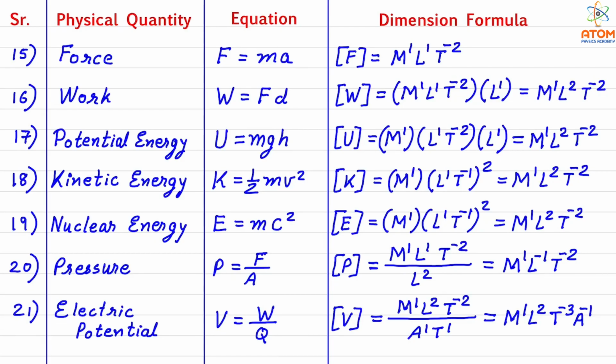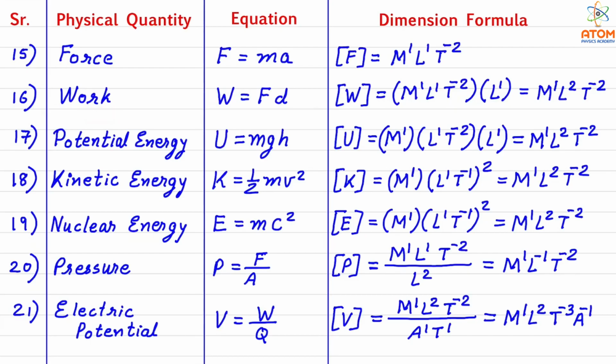Now is force. You know the equation of force, F is equal to ma, mass into acceleration. For mass obviously M1, and for acceleration we have already proved L1 T raised to minus 2. So the dimension formula becomes M1 L1 T raised to minus 2.